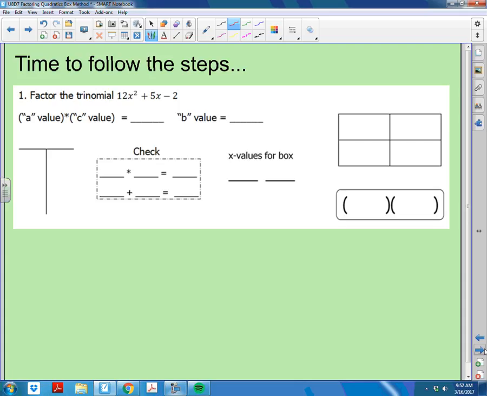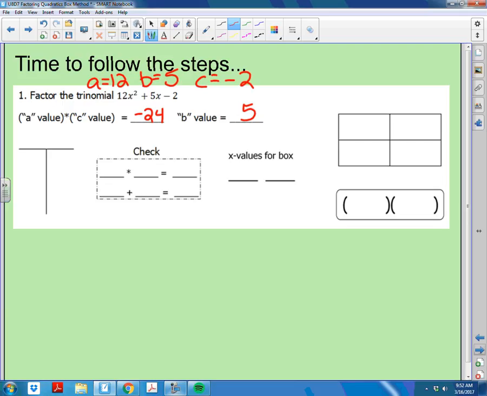It is. So right off the bat, we know that our a value is 12, our b value is 5, and our c value is negative 2. So step 1 says to multiply a and c together, right? So what is a times c? Negative 24. A times c is negative 24. And our b value is 5.